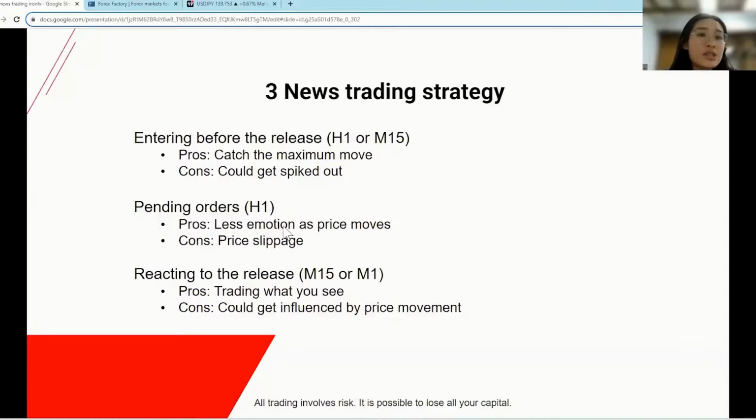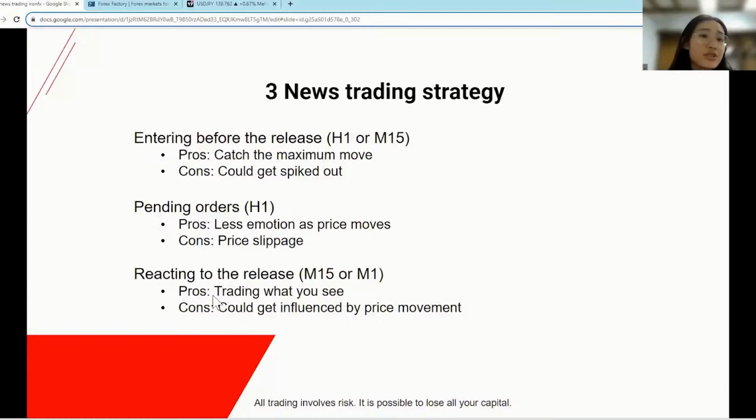Next, pending orders. Here you're looking at the H1 time frame. Pros, there's less emotion as price moves, so you won't be so anxious at the time of the release. Cons, there could be price slippage.